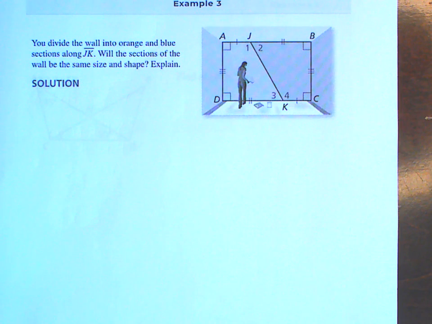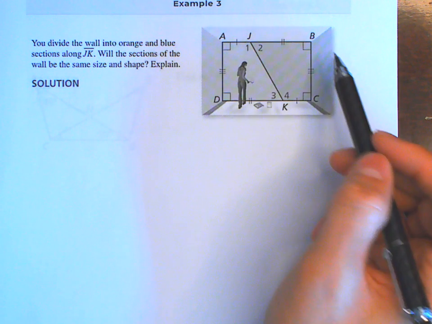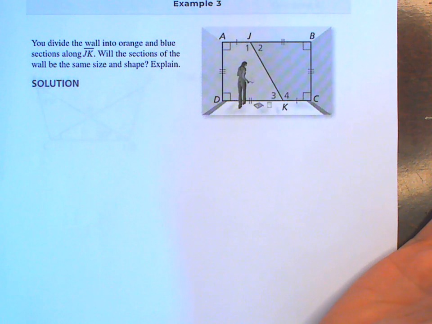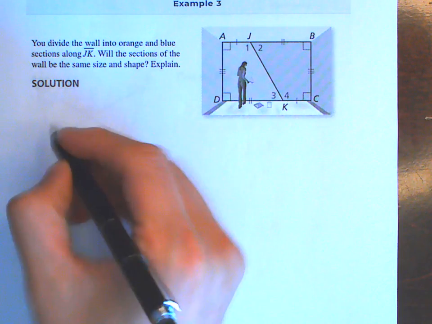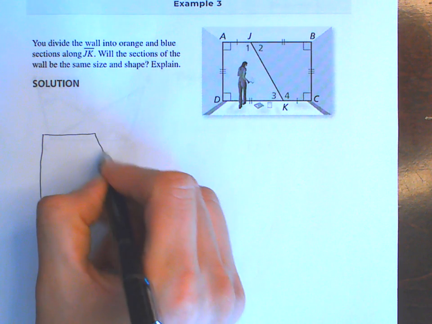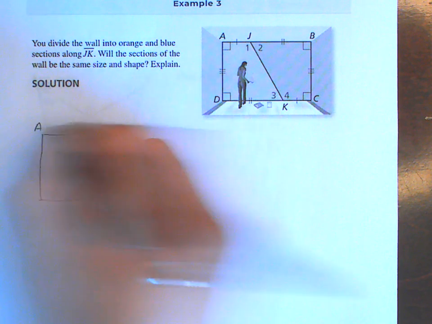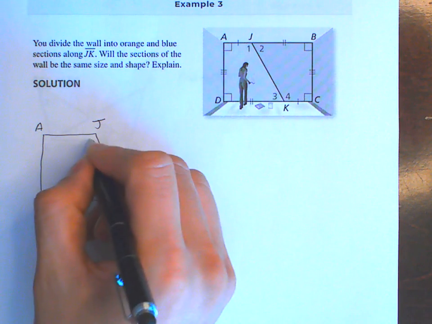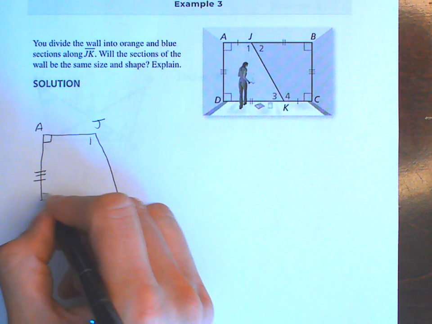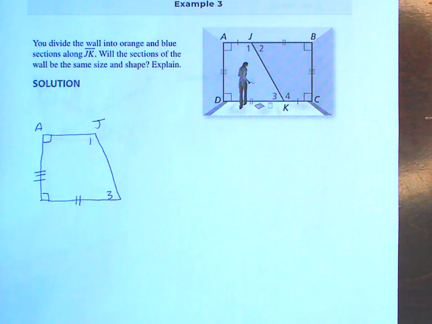So you have this wall. Obviously, the walls all have right angles. They're all going to be parallel. So what they want to know is, are this and this going to be congruent? Okay, let's look at the first shape here. I'm going to do the one on the left hand side, which is A, J, 1. Got the right angle there. 1, 2, 3. Got the right angle there. Got 2, and you have 3. Now this is everything that they're giving you here.